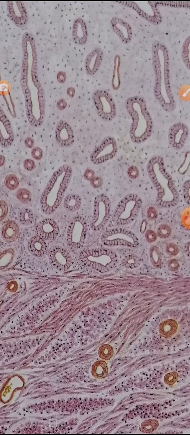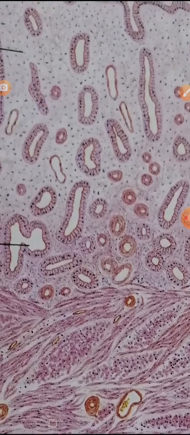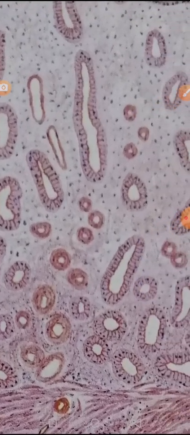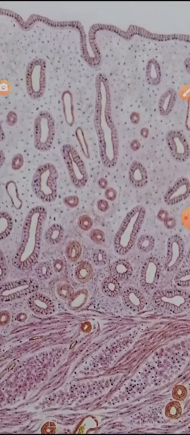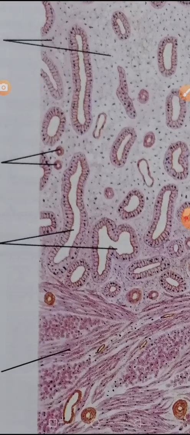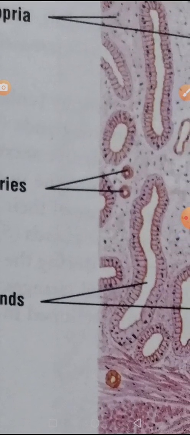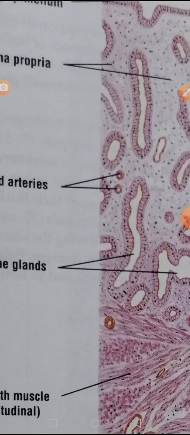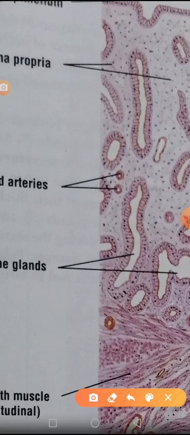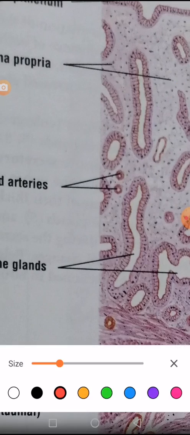And because of the way this section is cut, you see them as these lumens. Obviously the epithelium of these glands is also simple columnar. In addition, you can see the coiled arteries, and when you're drawing the coiled arteries, what you do is you basically draw this thickened layer, because this is an artery, so it has to have a thicker representation. And then you draw the nuclei like this.